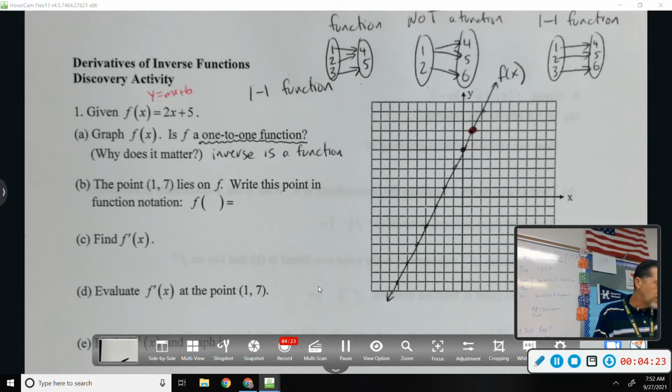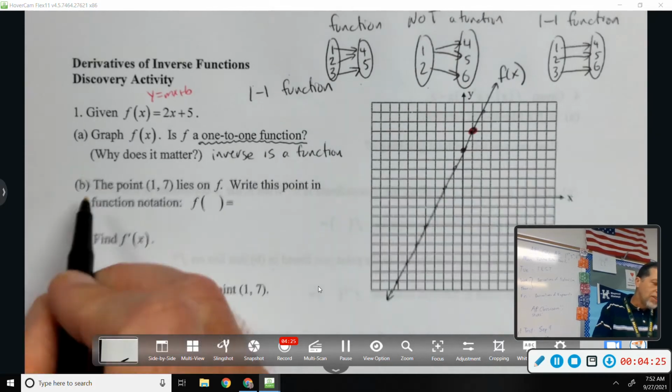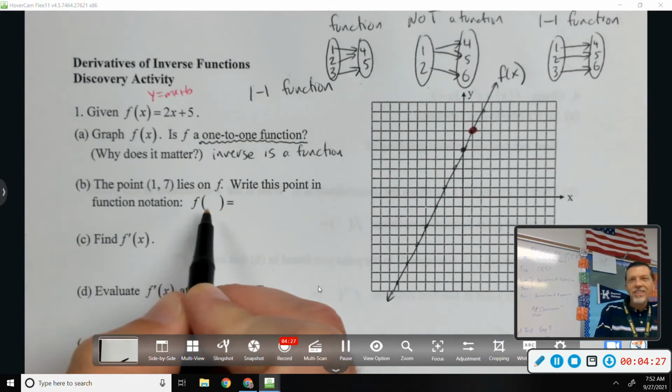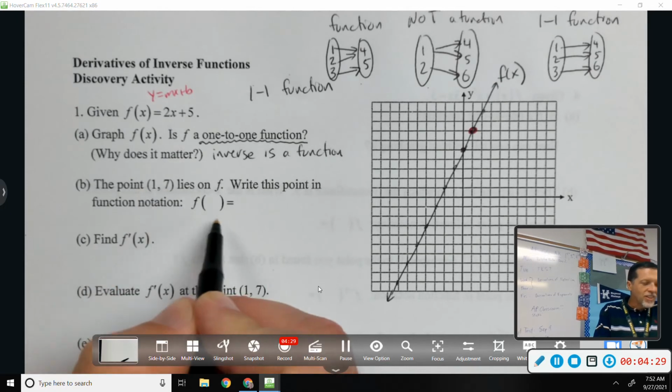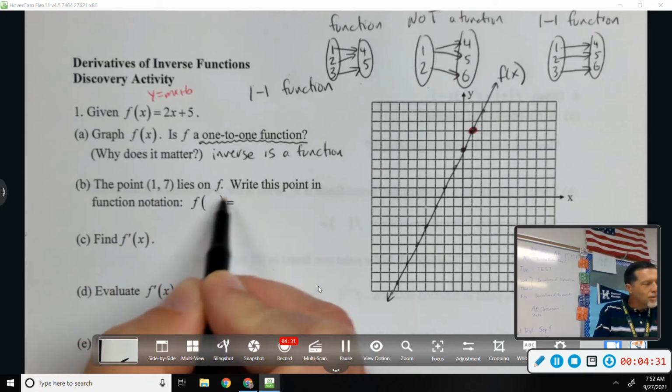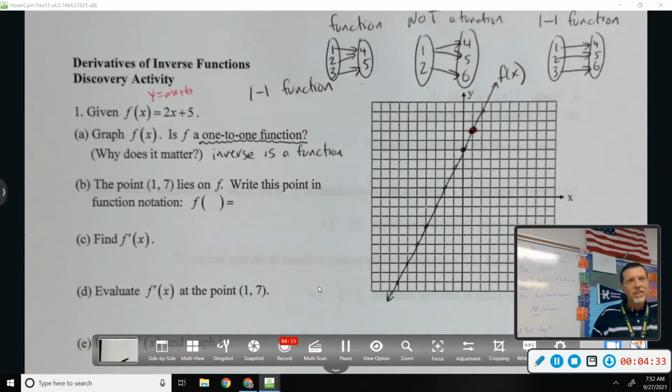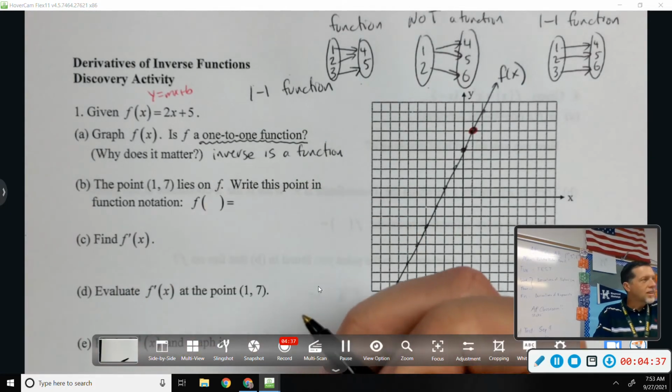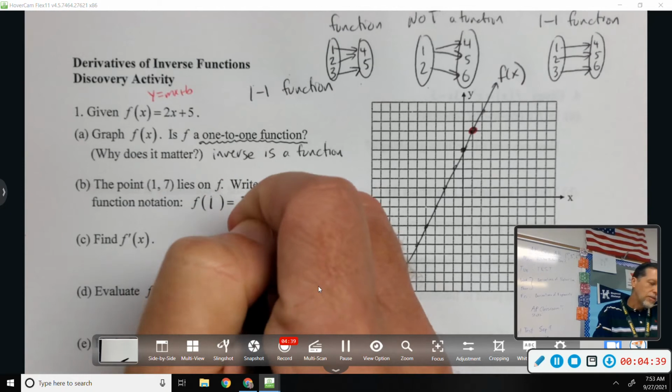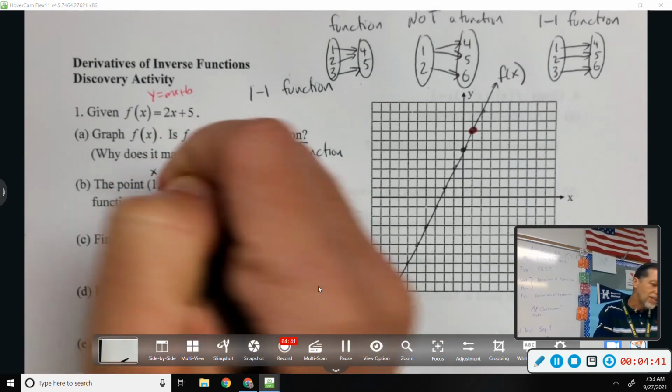Write this point in function notation. Basically, this question has been on a previous test, right? If (1, 7) is on the graph, what does that mean in terms of function notation? f of what equals what? f of 1 equals 7. 1's the x, 7's the y.